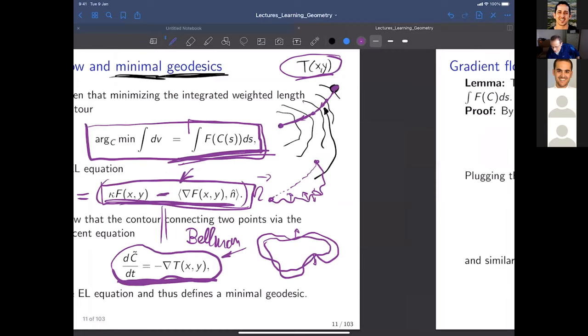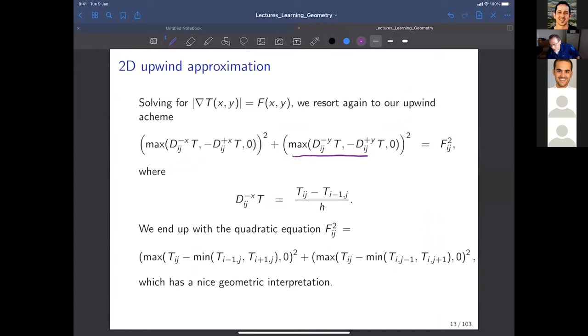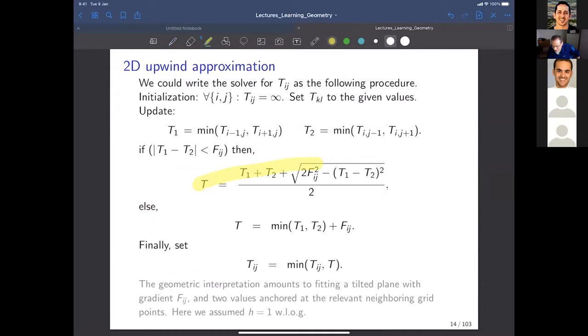Okay, so in 2D, I promised you that the update scheme would look really similar to the one-dimensional case, but now you have to do it for the X and the Y. And numerically, what you do is you go for the left and the right and the top and the bottom, and you select the smallest one. And in this case, you end up solving a quadratic equation that looks like that.